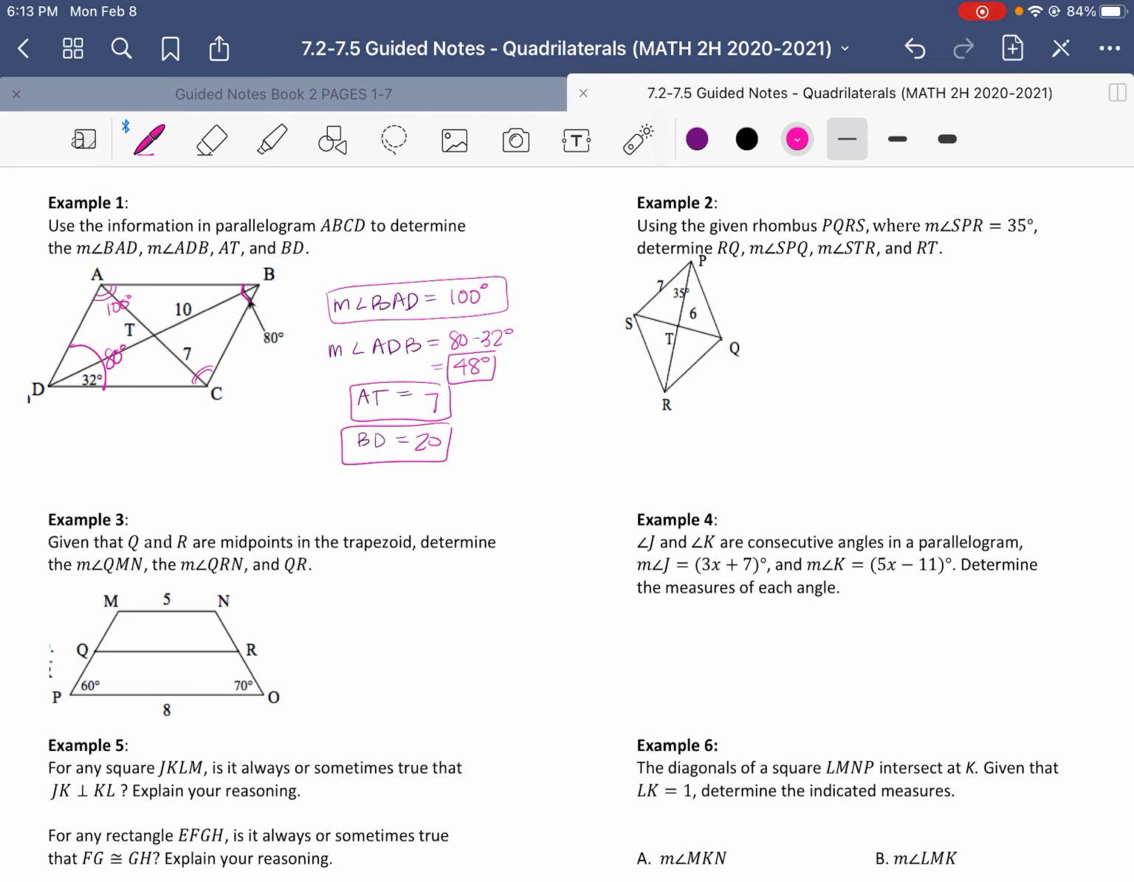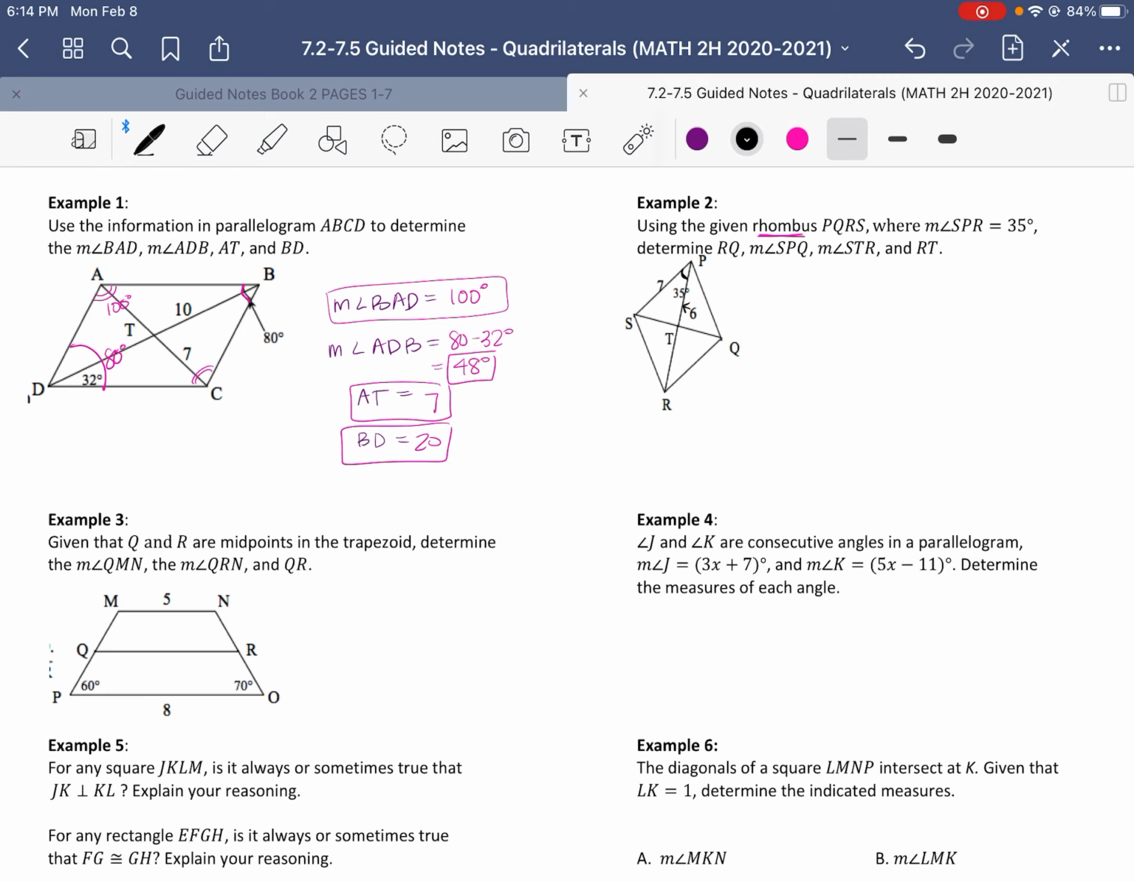Awesome, so that's a parallelogram. Jumping to number 2, it says using a given rhombus. So rhombus is even more specific. It says where measure of angle SPR is 35. So that's already on our diagram, it's just hard to tell. That's the one it looks like it goes with. 6 also goes with this length right here if you're confused.